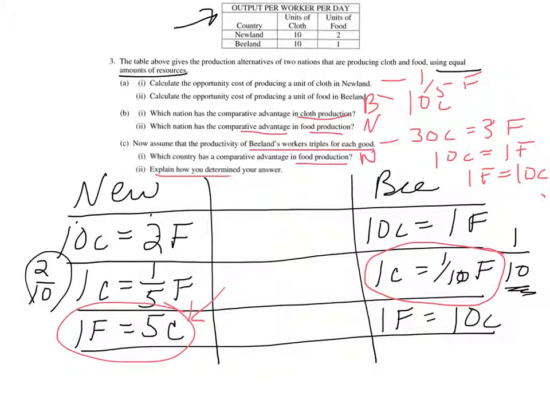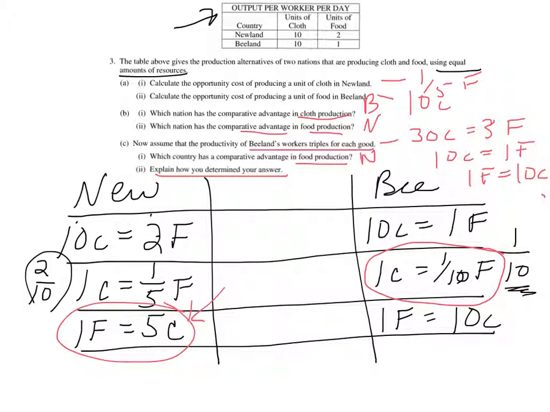And how did I determine my answer? Here I'm going to explain that 1 unit of food still costs Beeland 10 units of cloth, and Newland has a lower opportunity cost than Beeland. So hopefully you don't get tripped up when you see a problem like that. It really is just trying to deepen your thinking.